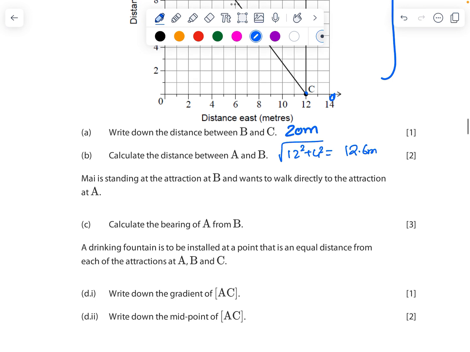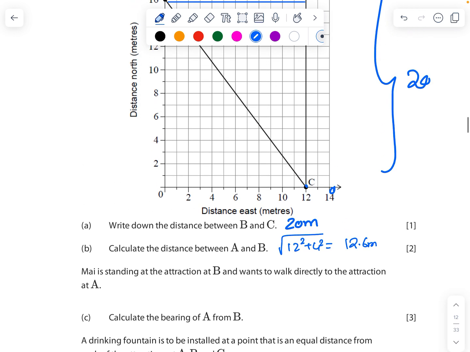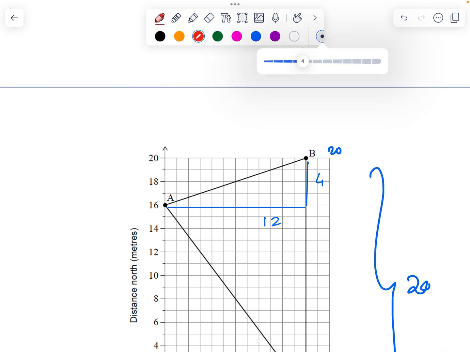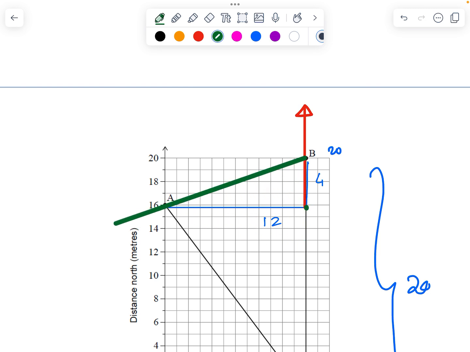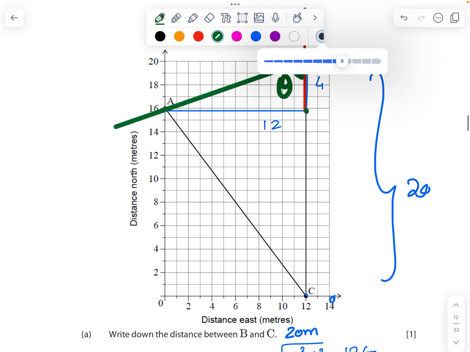Mai is standing at attraction B and wants to go directly to attraction A. Calculate the bearing of A from B. So at B, draw a 90 degrees perpendicular. Then from B, we have to go in a clockwise direction to reach A. So this is 90. You should start from B. This is 90, 180, and this particular angle, 180 plus this part. Then I reach A. So 180 plus this theta. So I am going to find out theta.